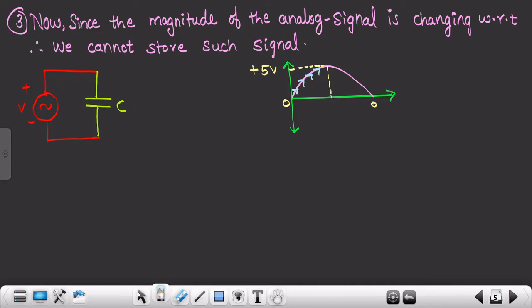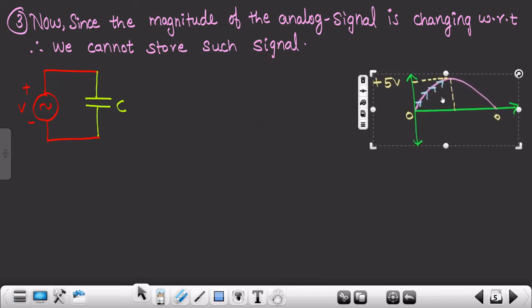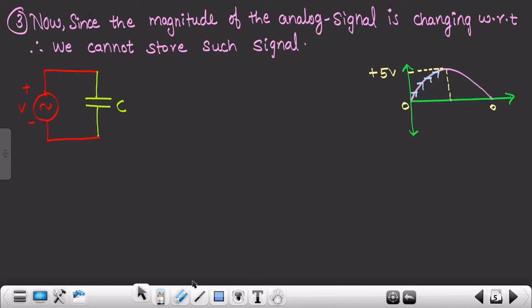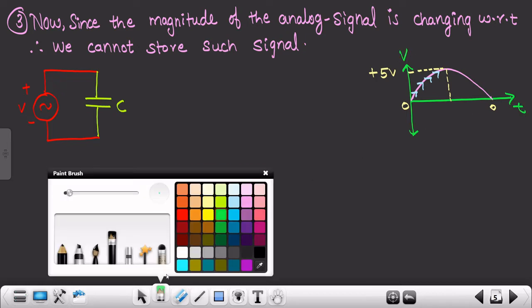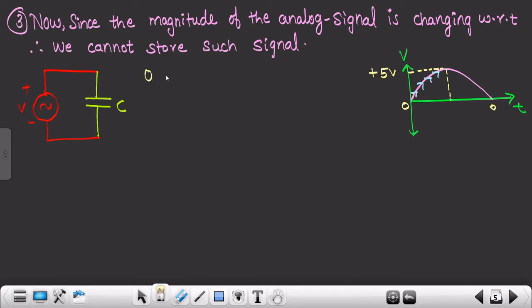So I will move this waveform over here, and extremely sorry, I forgot to write the plot. So this is your voltage versus time graph, right? What we can see over here is that from 0 to 5 volts, the waveform is advancing, and thus the capacitor is charging.